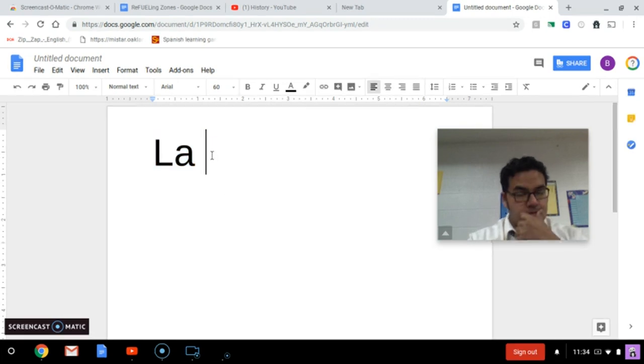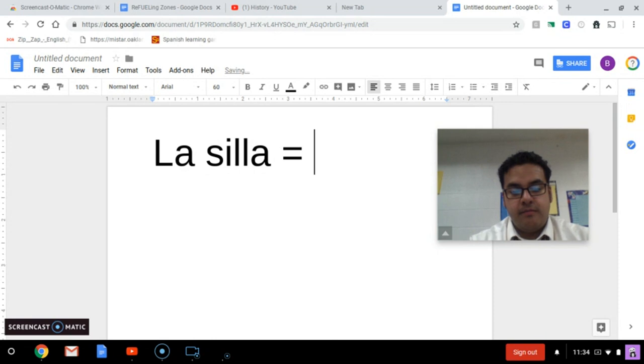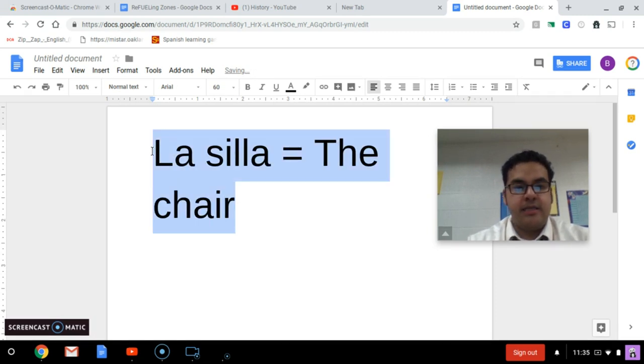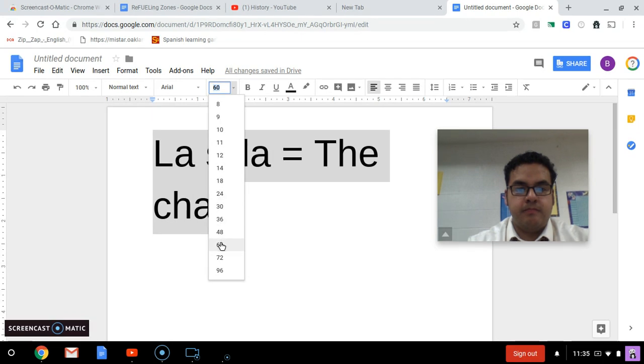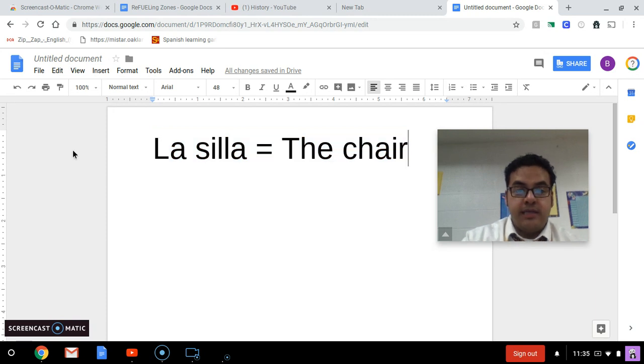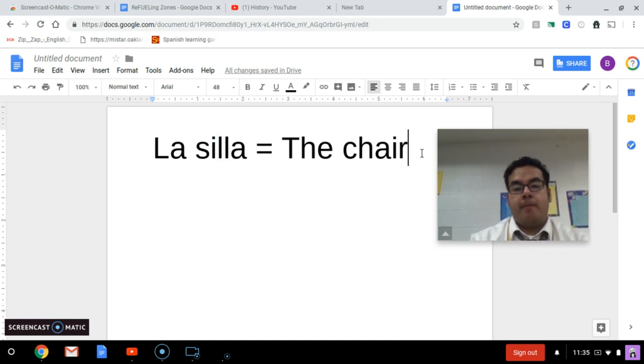Okay. Our first word is la silla. So this is what you should be writing on your paper. La silla, the chair. Notice that I said silla, ya, ya. In Spanish, when we have two L's, it makes the Y sound. I have to wait for you to write it down.